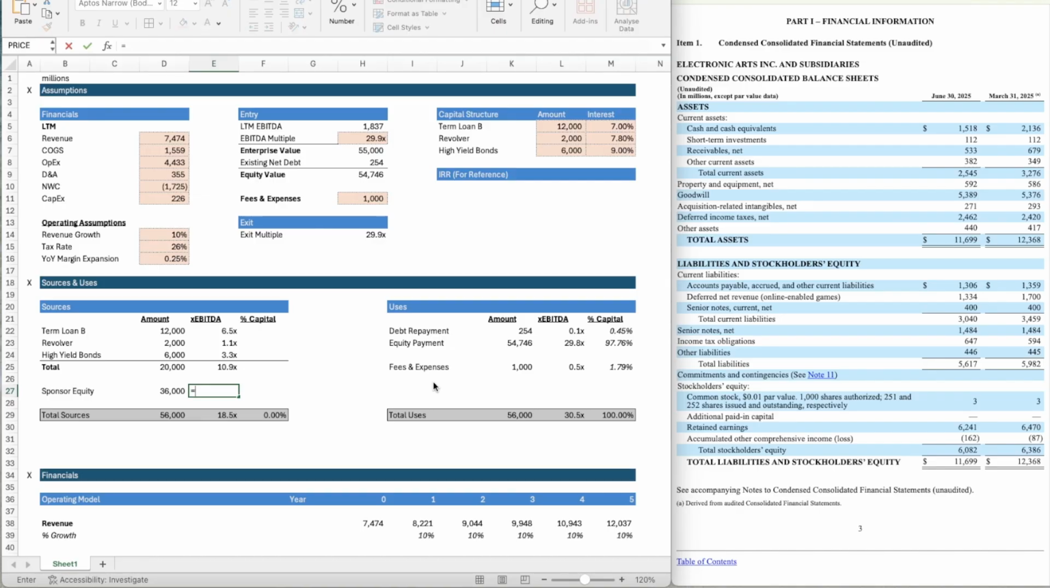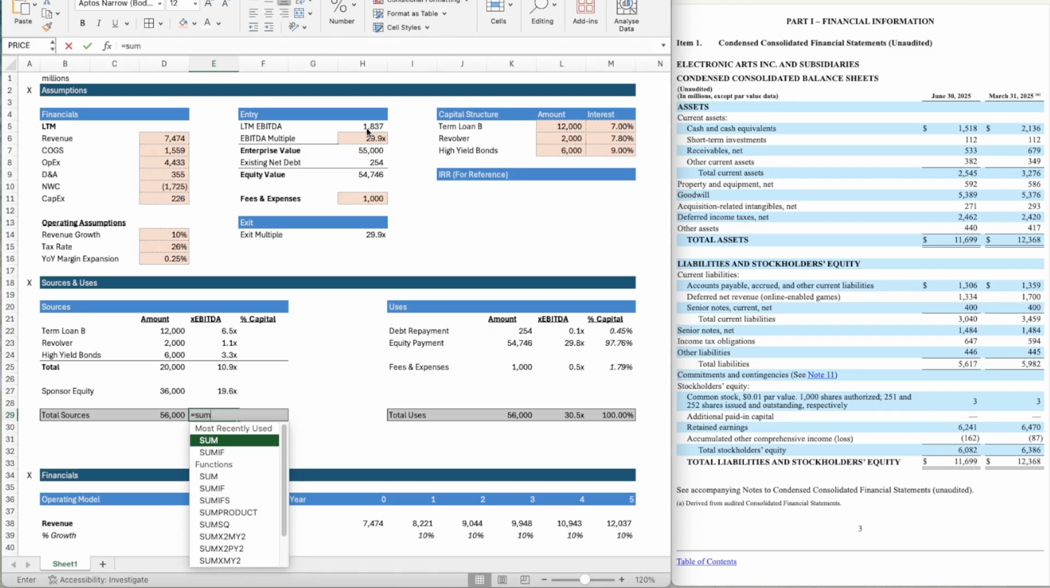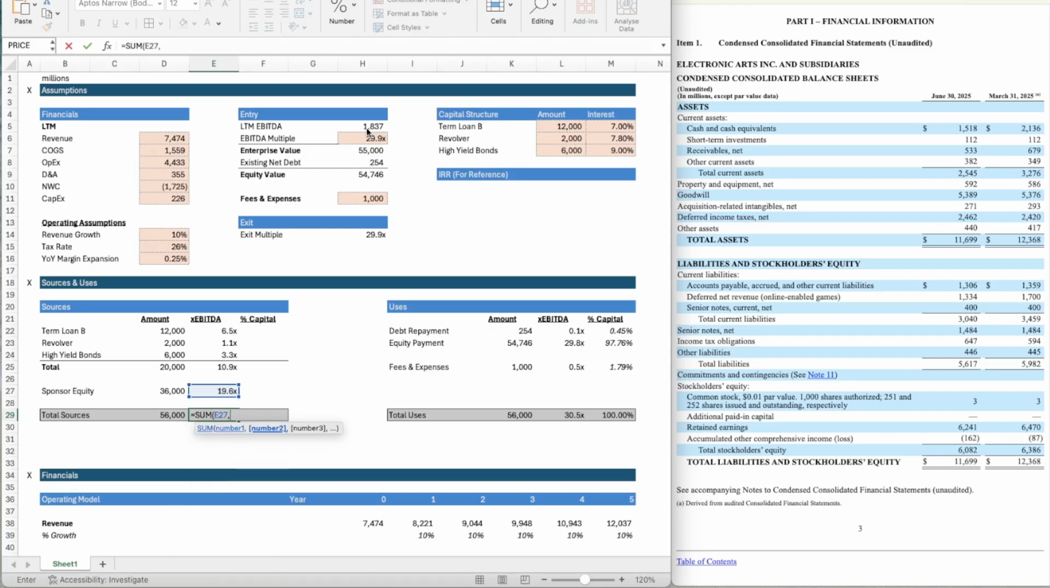Then to work out what that is as a multiple of EBITDA, we just divide it by that. And then for this, we just sum them up, so we get the same. Then again, we just take all of these and divide by the total, so we have a percentage of capital. It's another way of doing our checks to make sure that we're adding up to 100%.